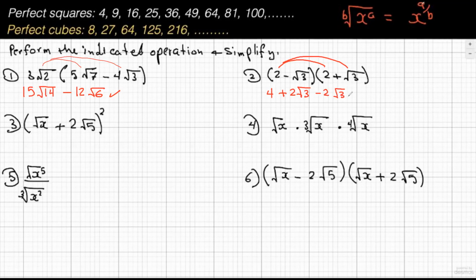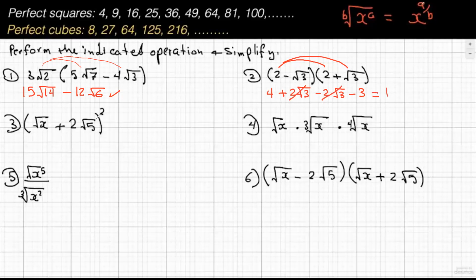And then negative root 3 times negative root 3 is positive root 9, but root 9 is 3. Also, you could remember if you multiply a root by itself, you just get rid of the square root and you get 3. Now, positive 2 root 3 and negative 2 root 3 are opposite signs, so they cancel. And then you have 4 minus 3, which gives you 1.